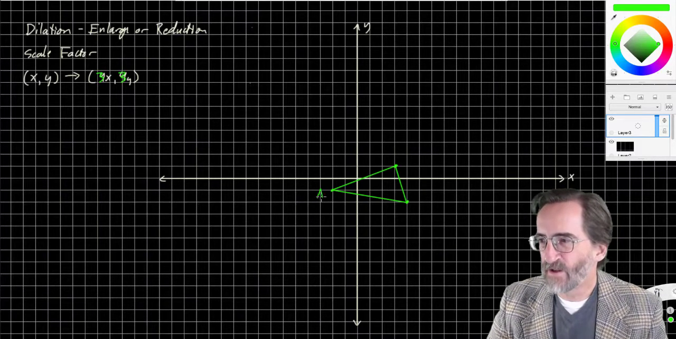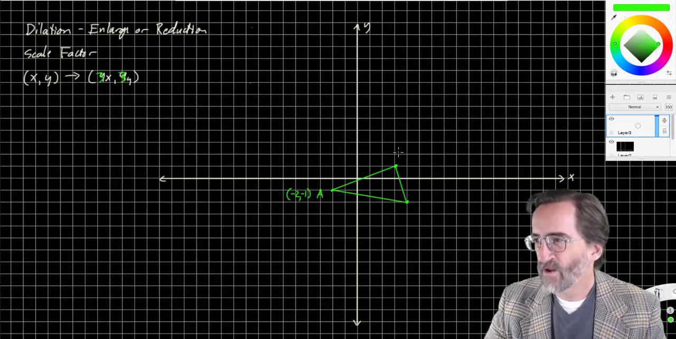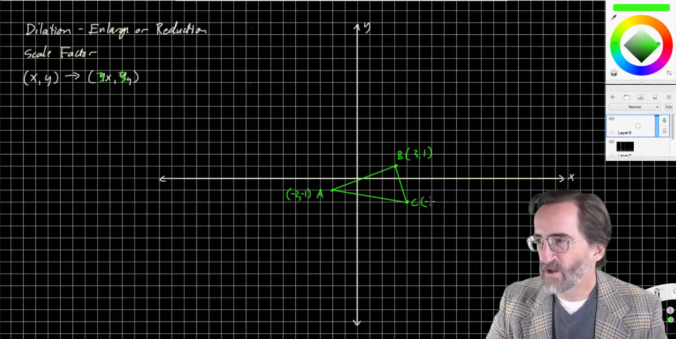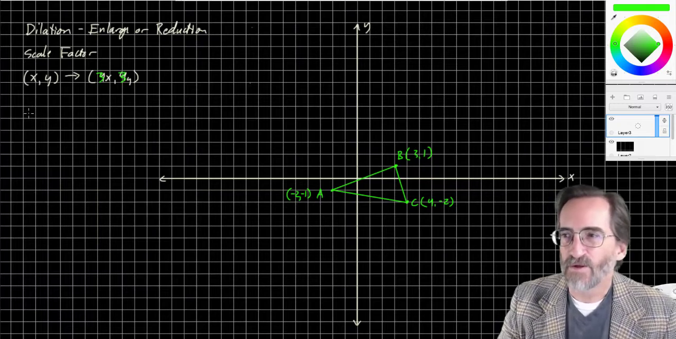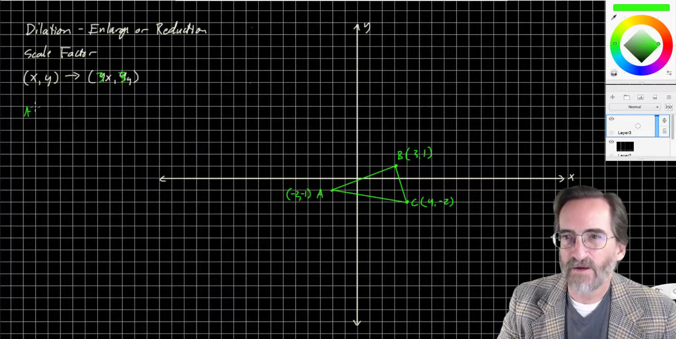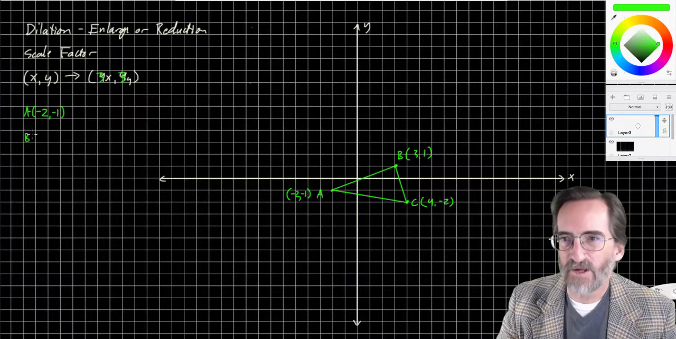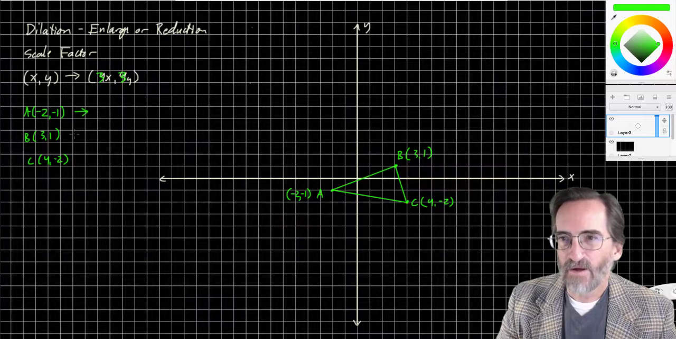So here's A. And it seems to be -2, -1. Here's B, it seems to be 3, 1. And here's C, and it seems to be 4, -2. Okay, so let's do that here. So we have A, -2, comma, -1. We have B, 3, 1. And we have C, 4, -2. Okay, and we're going to multiply the x's by 3 and the y's by 3.